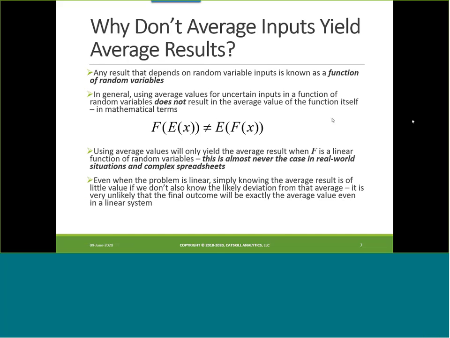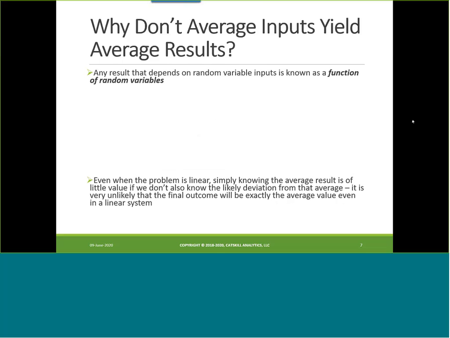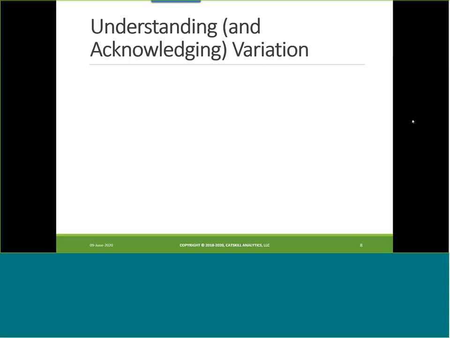And then also, even when the problem is linear, simply knowing the average result is really of little value if you don't also know the likely deviation from that average. It's very unlikely that the final outcome will be exactly the average value, even in a linear system, and so it's really important to understand what the ranges are and what the likelihoods are that go with those ranges. So in order to get our hands around this, we really need to understand and acknowledge variation.